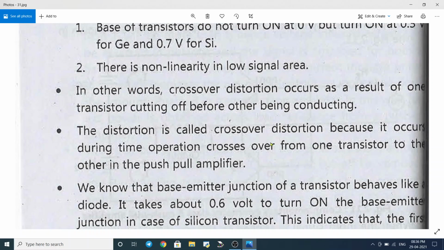So the distortion is called crossover distortion because it occurs during the time operation crosses over from one transistor to other in the push-pull amplifier. It occurs during the time operation crosses over from one transistor to the other transistor. So it is called crossover distortion.